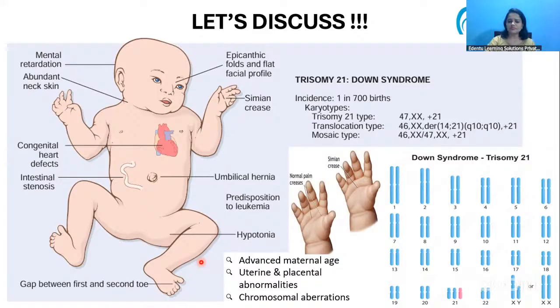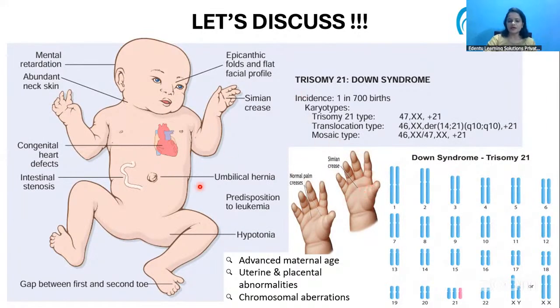The main point to note here is this simian crease. The simian crease is a typical feature of Down syndrome. As you can see in our hands, there are two transverse creases present. But in the case of a child with Down syndrome, only one transverse crease like this will be present. That's why it is called a simian crease. But now this term simian crease is not usually used. It is the single transverse crease that is used.